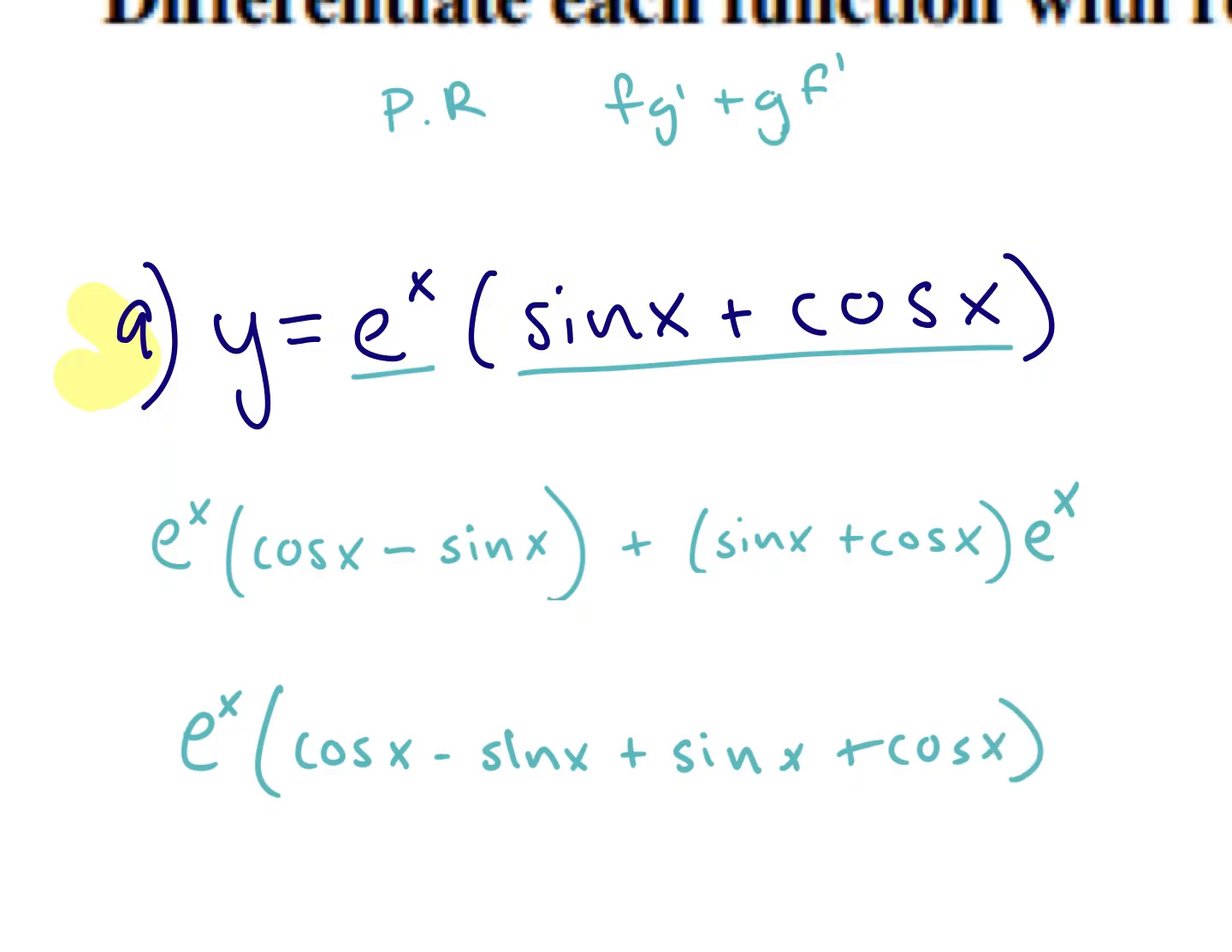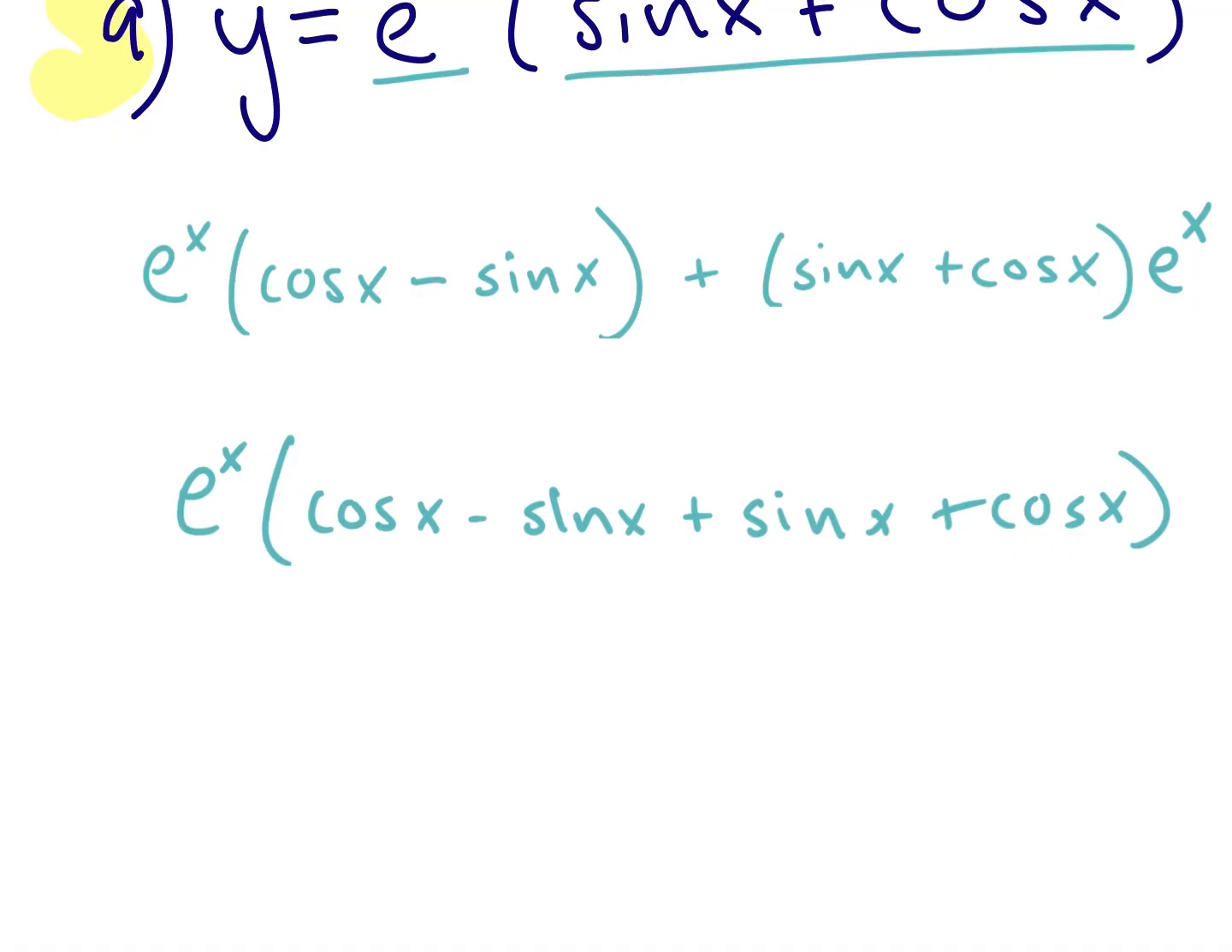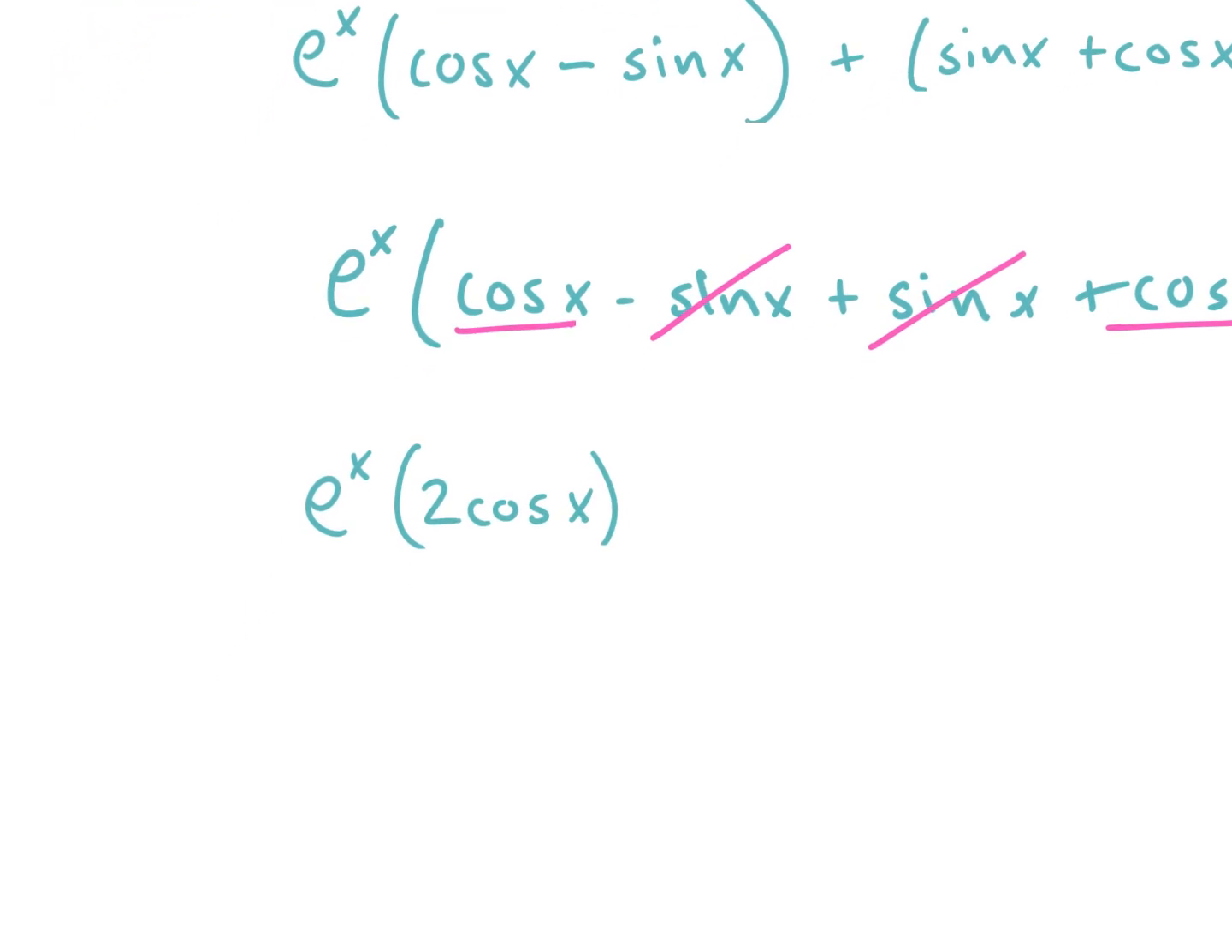Does it simplify anymore? What cancels? The signs cancel. Negative sign plus sign would cancel each other out. What is cosine of x plus cosine of x? Awesome. So this would be times 2 cosine x. Or this would be okay, but we would probably put our coefficient out front. 2 times e to the power of x cosine of x.